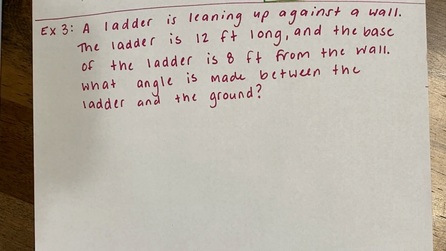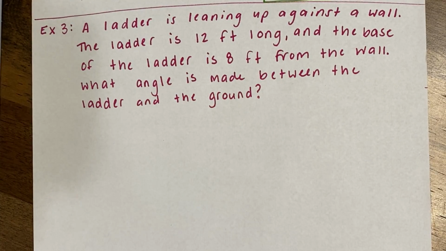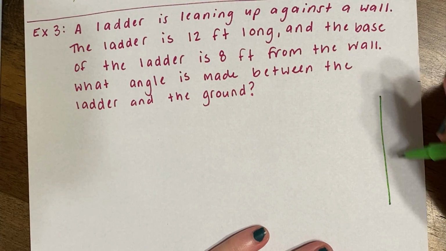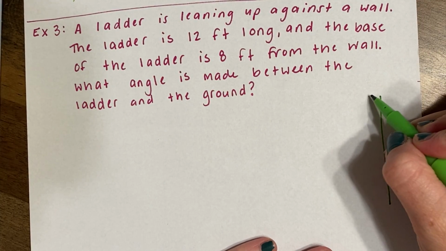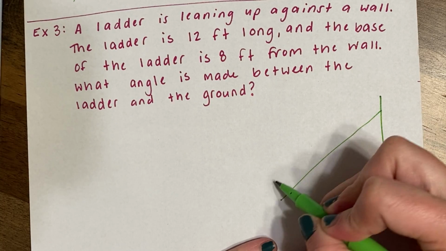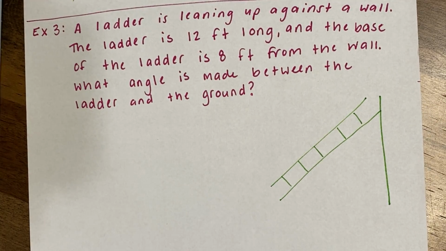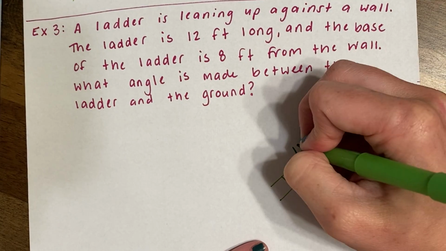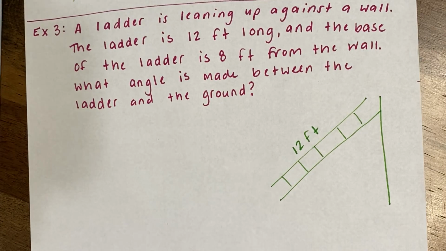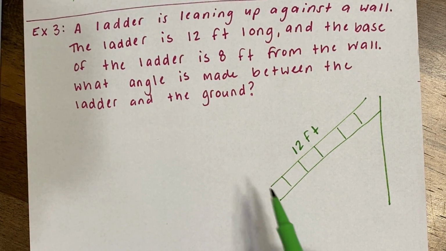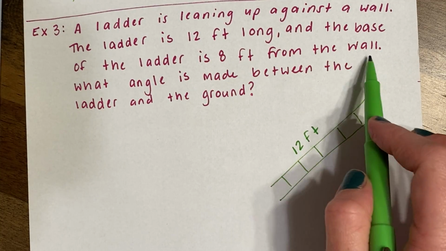So a ladder is, we don't have a diagram here, so we're gonna have to draw this. So a ladder is leaning up against a wall. So obviously a wall is gonna be up and down. And if the ladder is leaning, it's gonna be at an angle. It's not vertical or horizontal. The ladder is 12 feet long. And the base of the ladder, meaning the bottom part, is 8 feet from the wall.